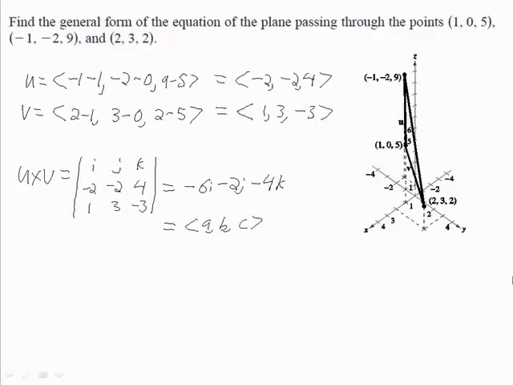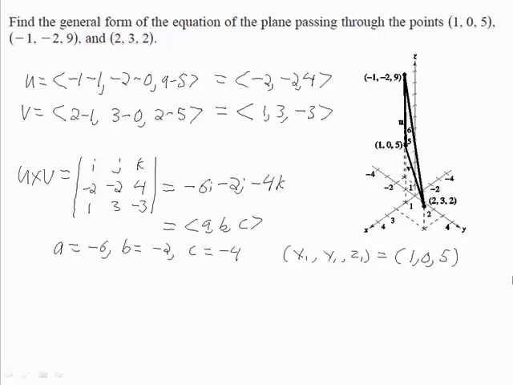So a is equal to -6, b is equal to -2, and c is equal to -4 is normal to the given plane. Using these direction numbers for n and the initial point, the ordered triple x sub 1, y sub 1, z sub 1 is equal to the ordered triple 1, 0, 5, you can determine an equation of the plane to be as follows.